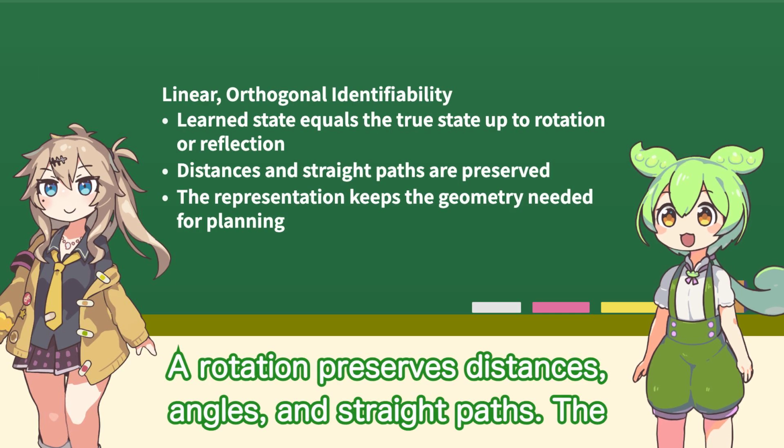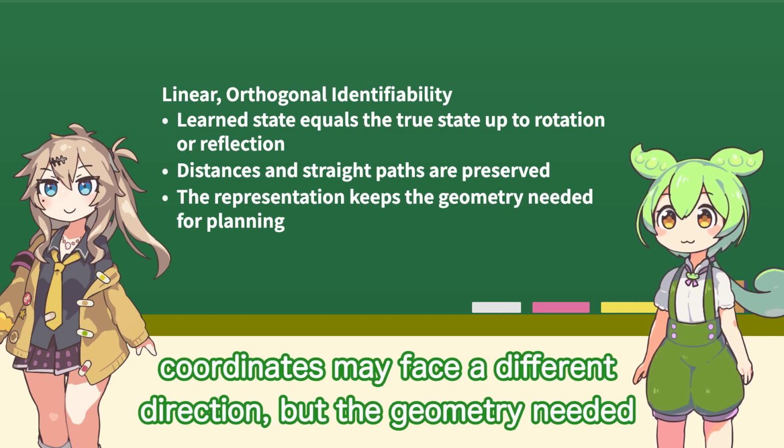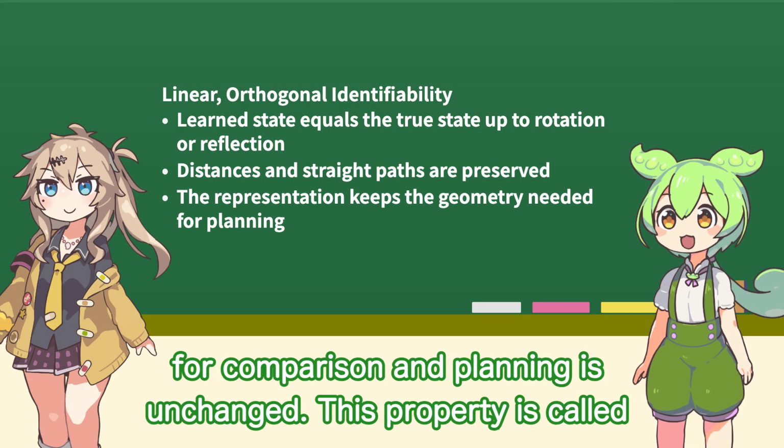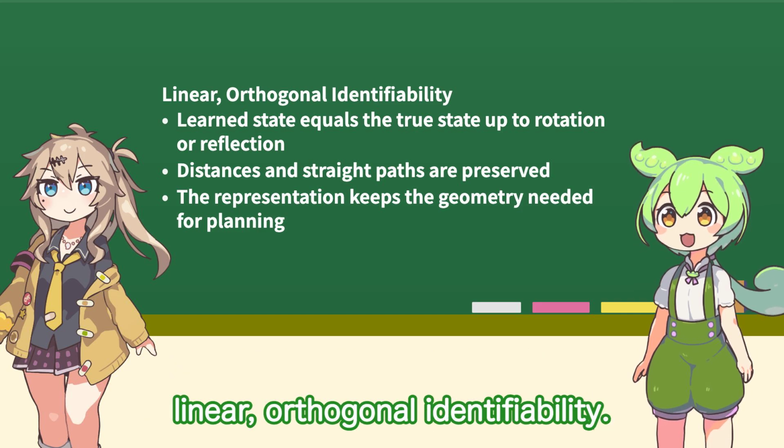Why is recovery up to a rotation enough? A rotation preserves distances, angles, and straight paths. The coordinates may face a different direction, but the geometry needed for comparison and planning is unchanged. This property is called linear, orthogonal identifiability.